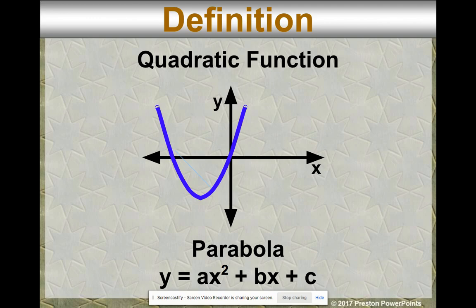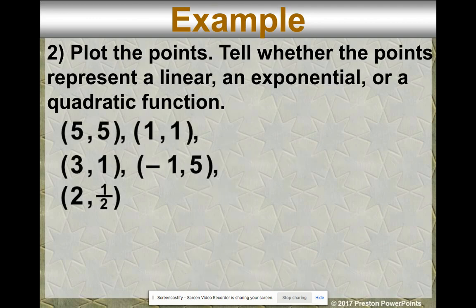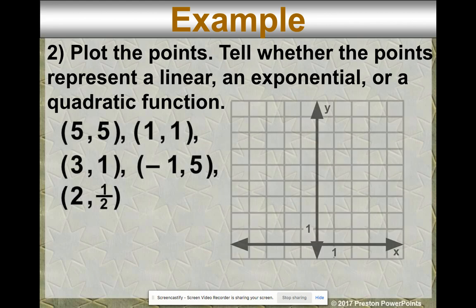And quadratic functions we've looked at a little bit, but it's when you have y equals ax squared plus bx plus c. And then a and b are those numbers that are given to us, and these graphs are called parabolas. So let's look at this first and plot the points, and tell whether the points represent a linear, an exponential, or a quadratic function. So let's plot these points and see what we get.